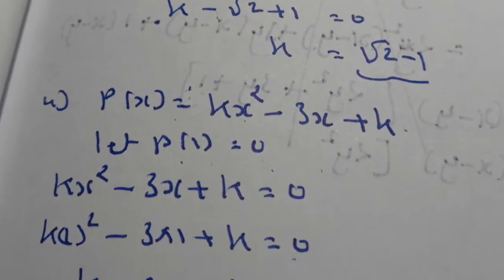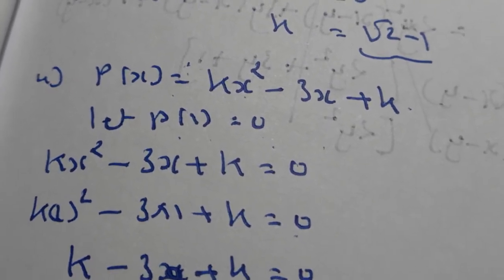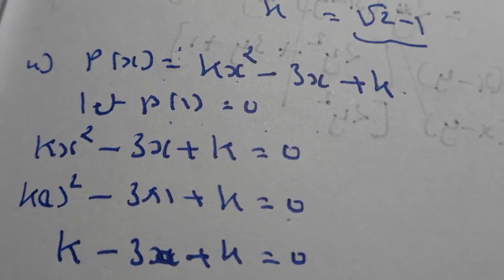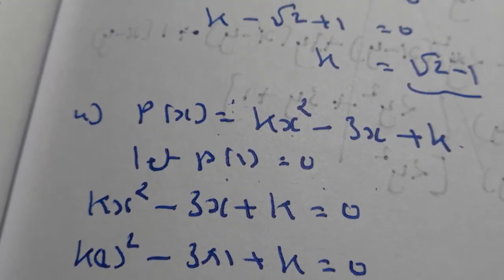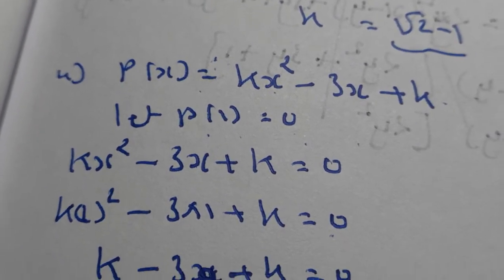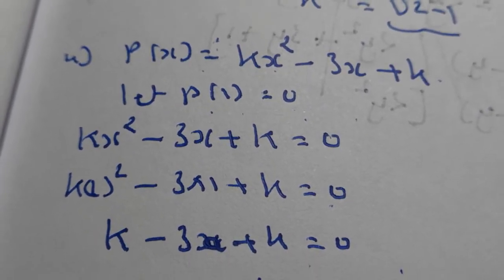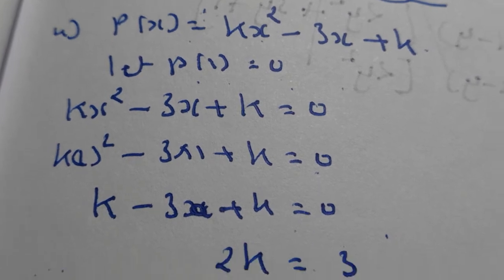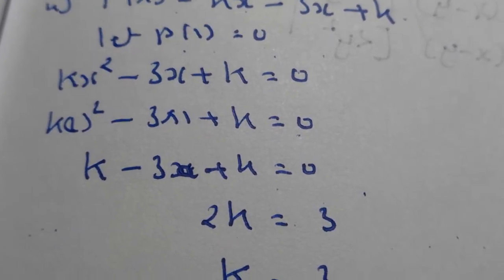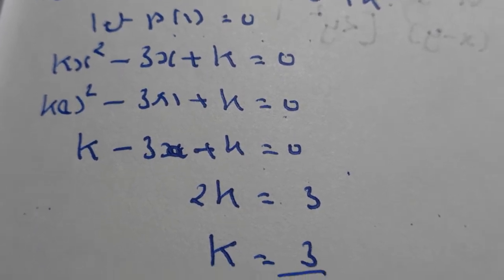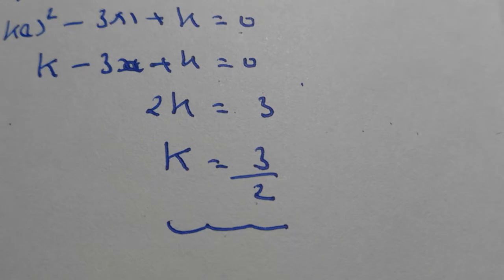Question number 4. The question is given to you as p(x) is equal to kx square minus 3x plus k. So we are going to take p(1) is equal to 0. So kx square minus 3x plus k is equal to 0. Instead of x I have placed 1. So it is k minus 3 plus k. k plus k is 2k. Minus 3 shifted to the right hand side becomes plus 3. So 2k is equal to 3. So k is equal to 3 upon 2.